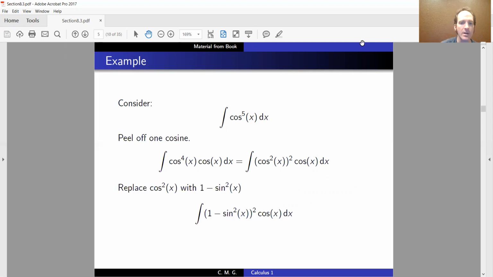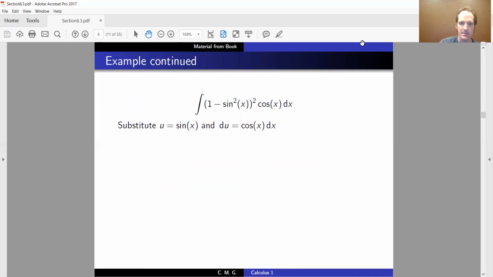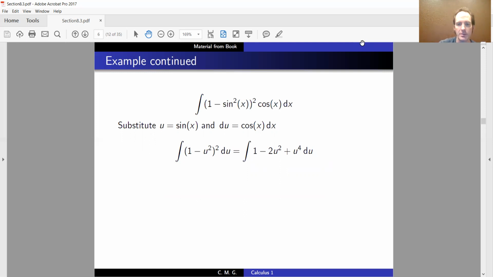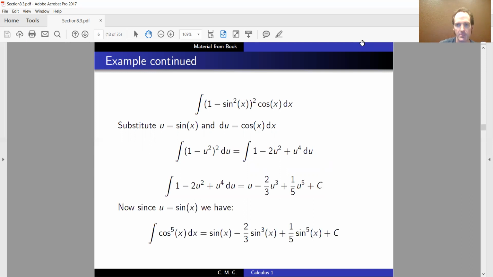Now I FOIL that 1 minus sine. Well, actually, really now I do a u substitution. Let u equal sine of x. The derivative of sine of x is cosine of x. And so I'm really going to get 1 minus u squared, squared, integrated with respect to u. So this is really nice. Now I just integrate each term separately. I FOIL this thing out, integrate each term separately, and that's going to give me u minus 2/3 u cubed plus 1/5 u to the 5th plus c.